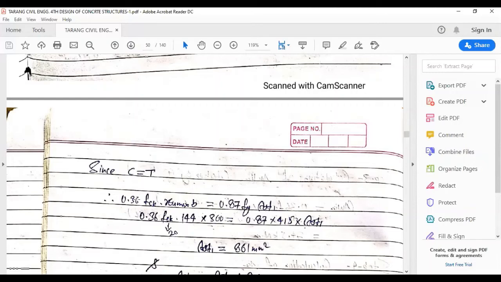Substituting back all the values, this is 0.36, FCK is 20, XU max we found out at the first step of the question, which is 144, B value is 300 again, 0.87, Fy value is 415, and AST1 we do not know. From this equation, we'll find the value of AST1 as well, and we arrive at the value of AST1 as 861 mm square.